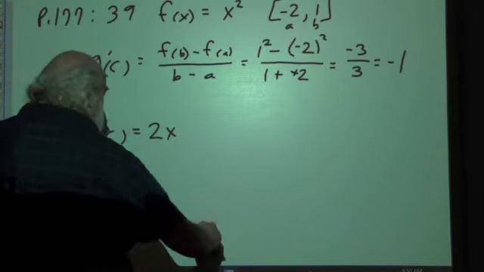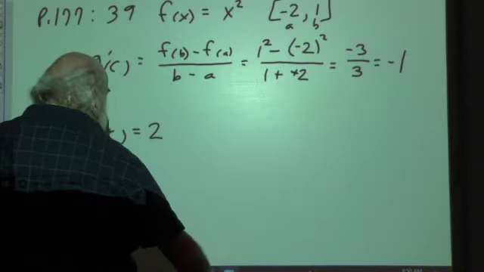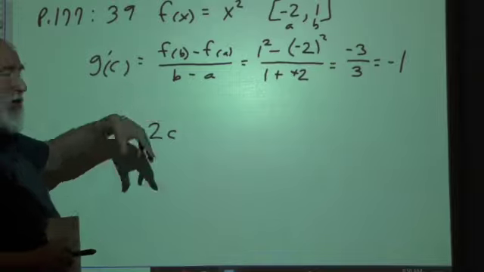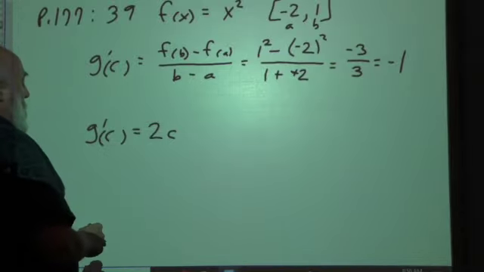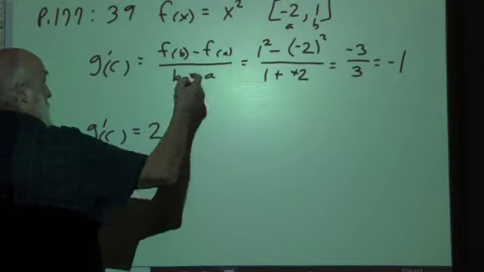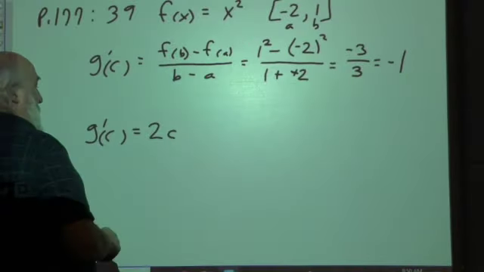I'm sorry, I should use c. My bad. It's a bad habit I got into. Everything's in terms of c now. So we replace x with c, so now we have 2c when we derive it. That was c squared, that becomes 2c.